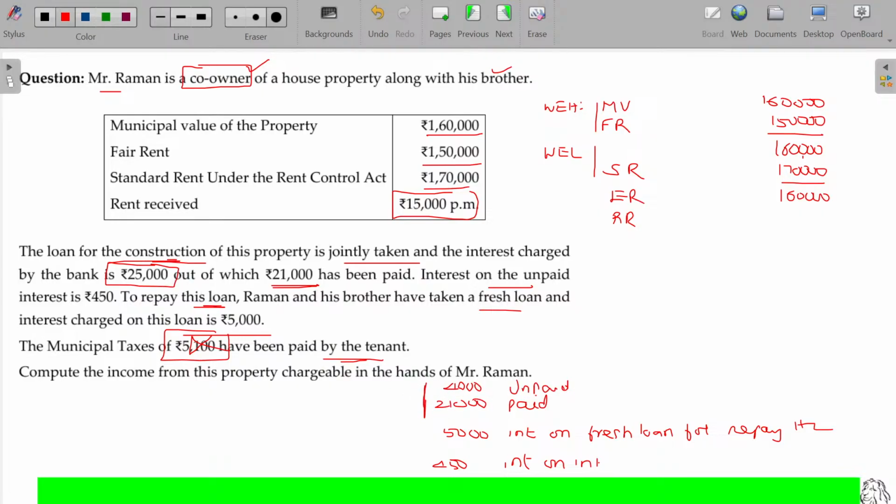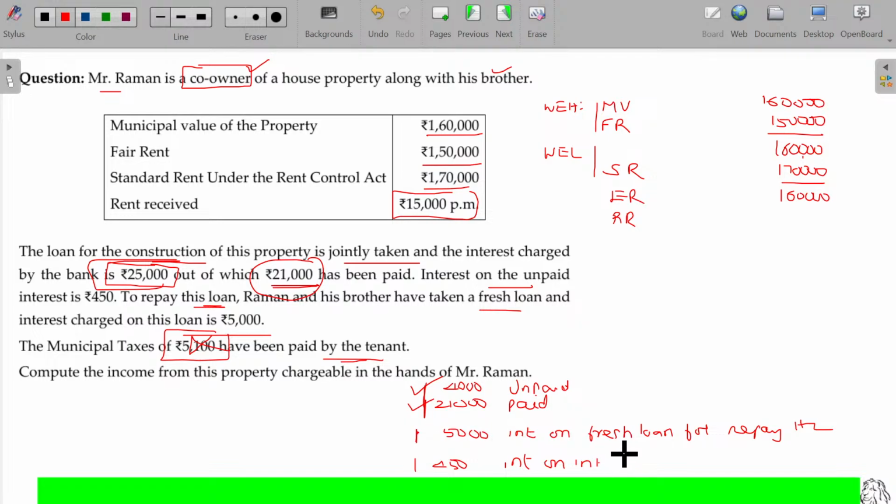Okay. Out of the 5,000 rupees, 21,000 paid, balance not paid. This one is different and this one is different. So, 3 informations given. What are the interests that can be deductible? Whether paid or unpaid, not a problem. You can claim the deduction. Paid is also deductible and unpaid is also deductible.